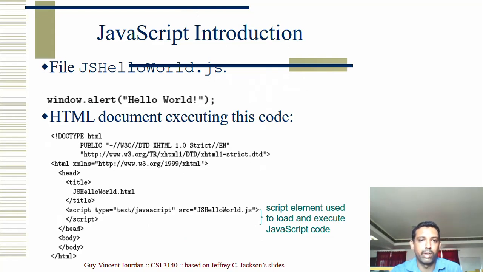We need a browser to execute JavaScript code. In the HTML browser itself we can execute the JS code. Initially we have to create an HTML head tag, then the title tag, title open, title close. Then here we have to give a script type as JavaScript, then src equal to hello world.js. So this is the file name. The script element will be used to load and execute the JavaScript code. Then script close, head close, body close, then HTML.